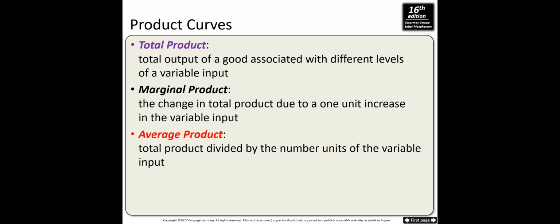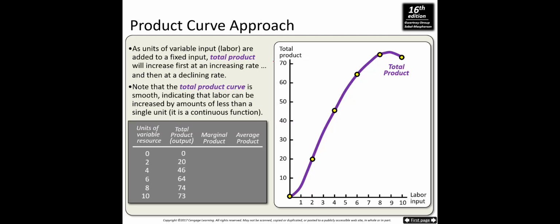So let's look at these definitions first. Total product: total output of a good associated with different levels of a variable input. Marginal product: the change in total product due to a 1 unit increase in the variable input. Average product: total product divided by the number of units of the variable input. Let's look at this example.